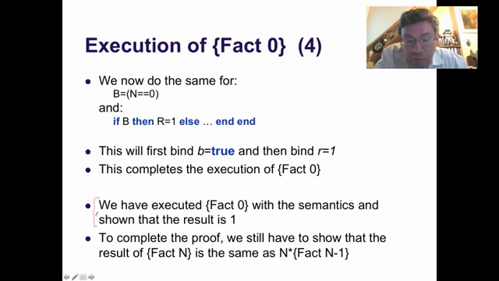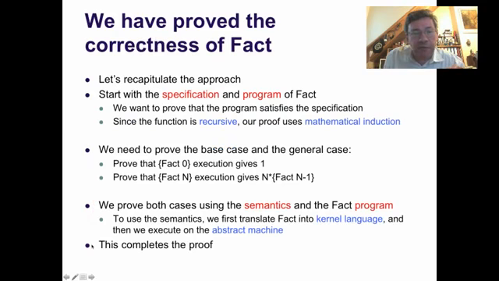To complete the proof now, we still have to show that the result of factorial n is the same as n times factorial n minus 1. Remember, that was the second case in our inductive proof, the general case. So what we did now is just the base case. So I'll leave that as an exercise. Let's now recapitulate what we've done here.